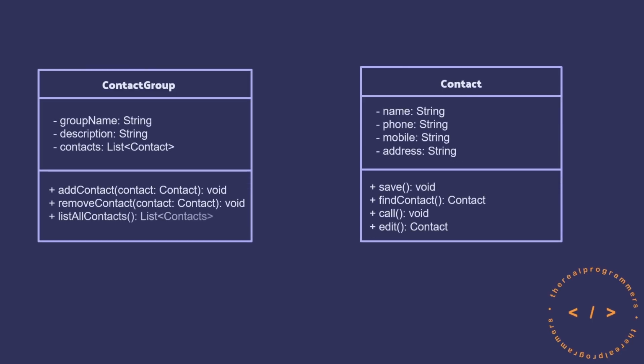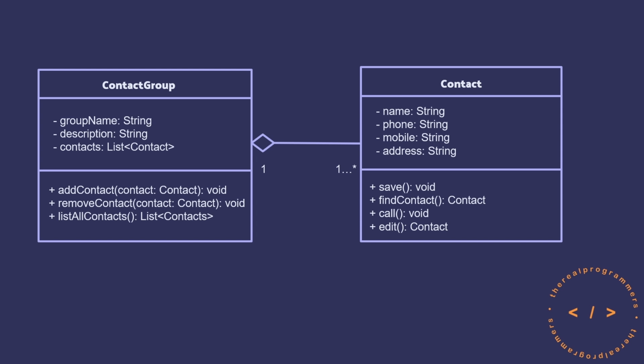Aggregation represents a has-a relationship, where one class contains another class, but the contained class can exist independently. For example, the contact group class contains a list of contact class, and this is represented by a white diamond arrowhead pointing towards the class which contains the other class. A list of contact class is contained inside the contact group class, but contact class objects can exist even without contact group class.